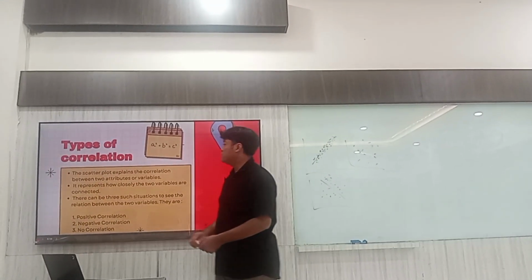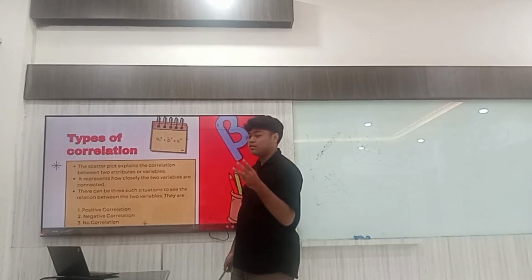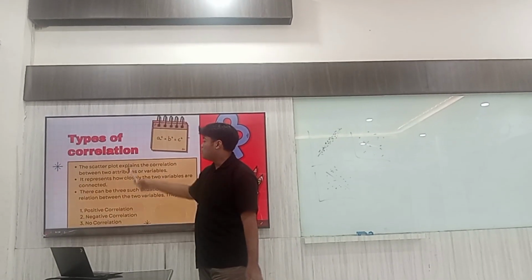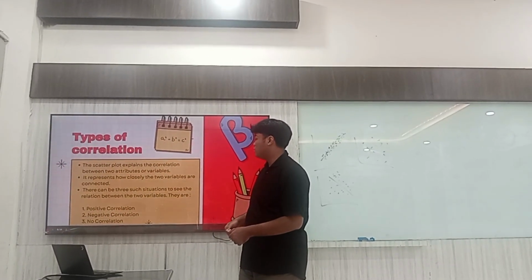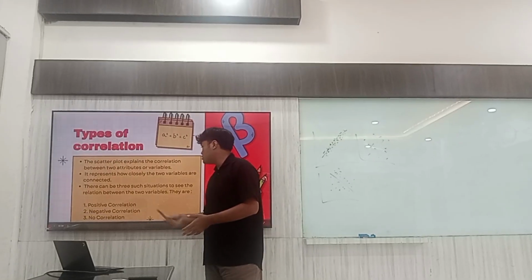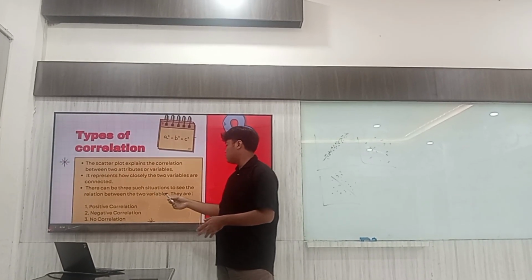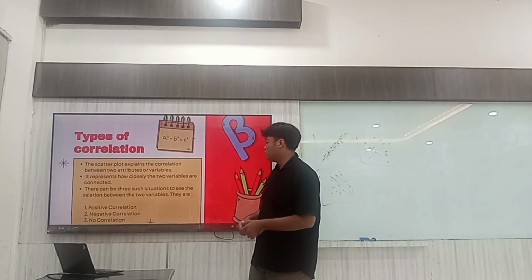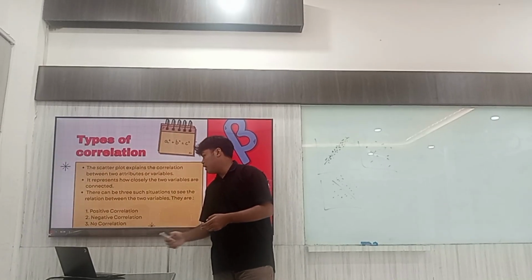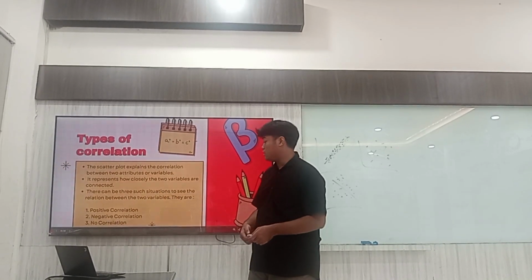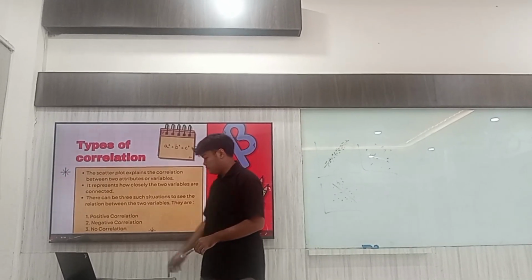Then I will explain the types of correlation. There are three types. The scatter plot explains the correlation between two attributes or variables, and expresses how closely the two variables are connected. It lets us see the relation between the two variables. They are divided into three: the first is positive correlation, the second is negative correlation, and the last is no correlation.